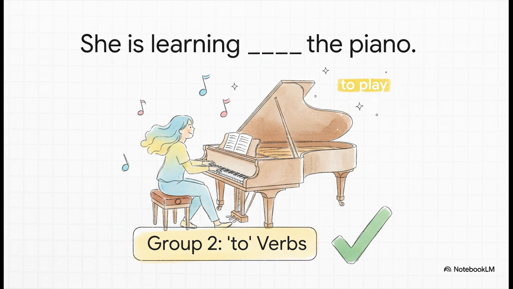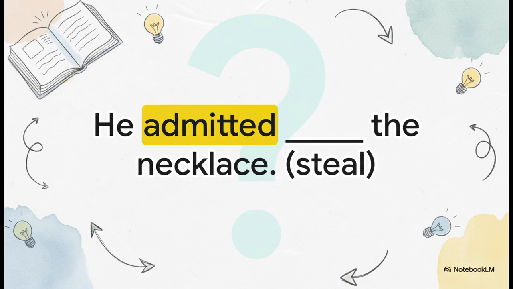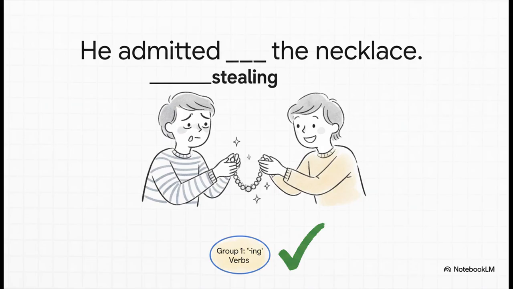Great job! All right, let's try one more. He admitted steal the necklace. What about the verb admit? Do you remember which group that one is in? Yes, absolutely right. The answer is stealing. The verb admit is from our first group, the ing verbs. So the full sentence is, he admitted stealing the necklace.